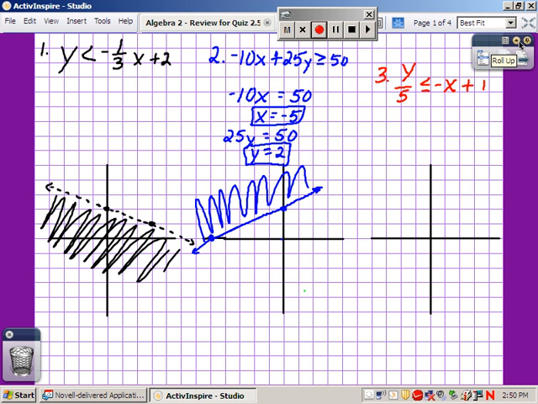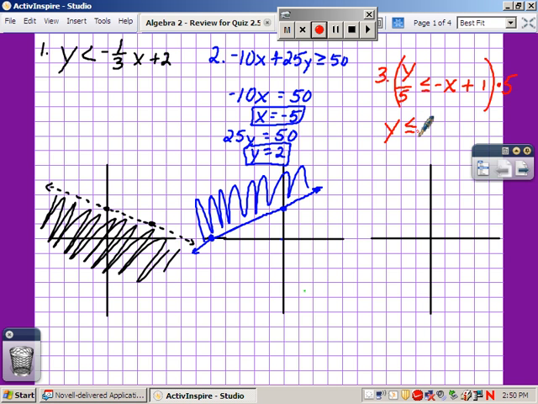So this one, I basically have the same setup as number 1, but this divide by 5 can't be here. So to fix it, I'm going to multiply everything by 5. When I do that, 5 times this will cancel that 5 and give me y. 5 times this will be negative 5x. 5 times this will be positive 5.